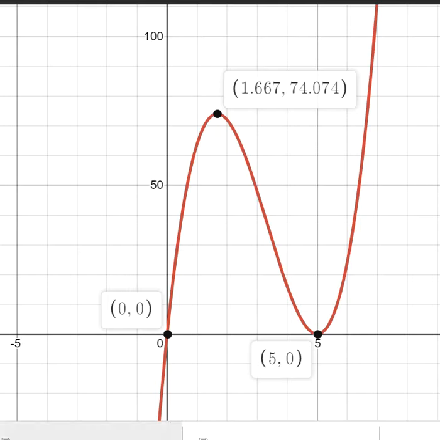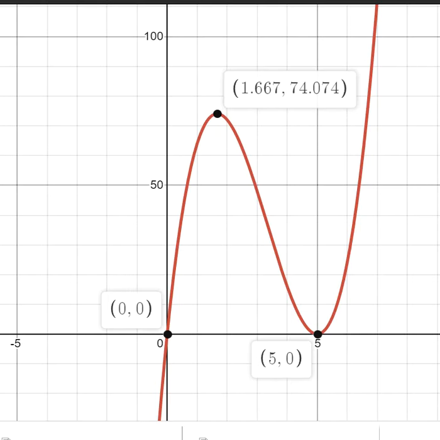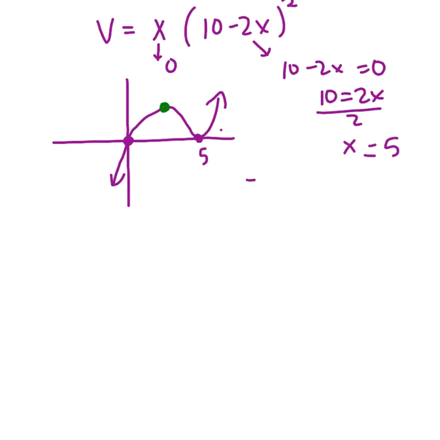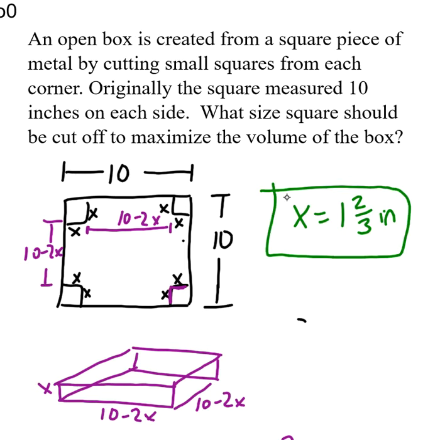And so you can see there's my max. So the size of the square should be 1.667. So I'm going to say 1 2/3. And the unit was inches. So x is 1 2/3 inches. Final answer. And this concludes lesson 5.2.